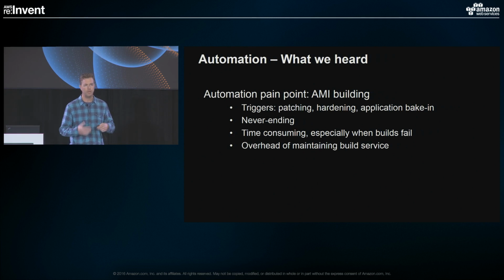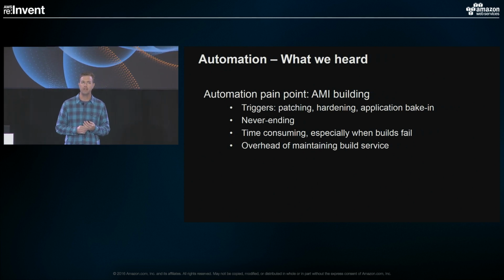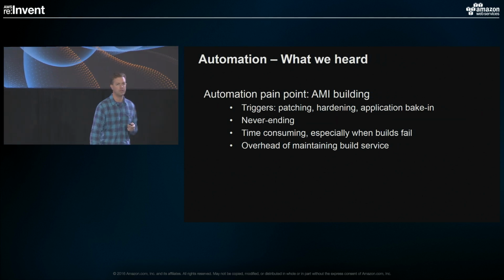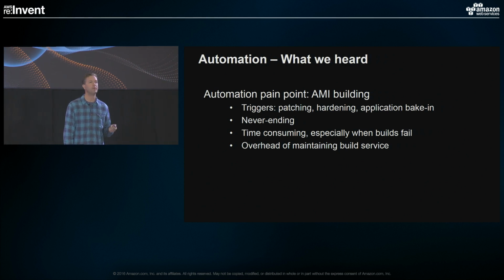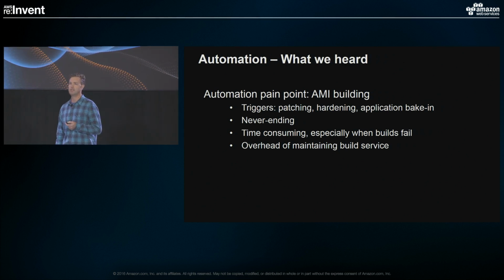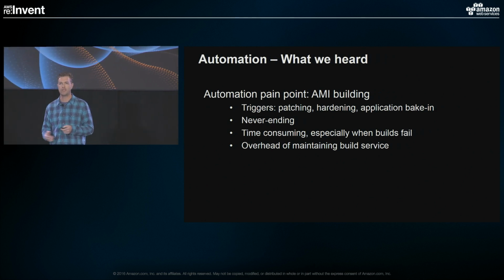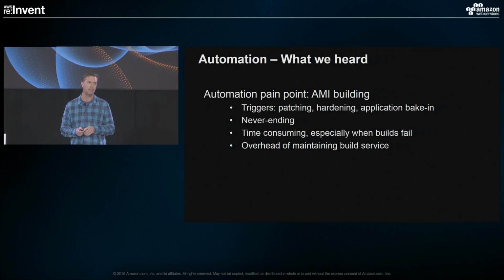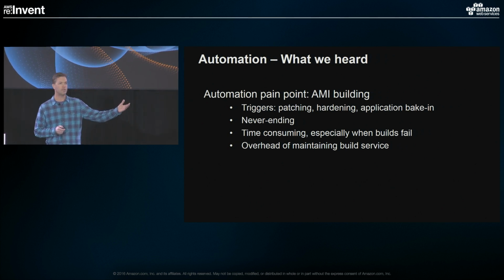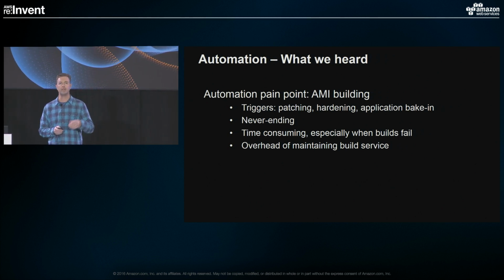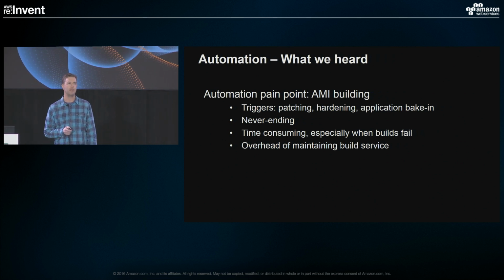Okay, so when we reached out to customers to identify pain points and also understand what areas would really be great for an automation solution, we heard that the task of building AMIs was certainly a source of pain. It's a task that goes on for a lot of folks at a fairly regular cadence, and there are several different triggers. For example, Amazon releases new AMIs fairly regularly, and for Windows they're released on a monthly basis.